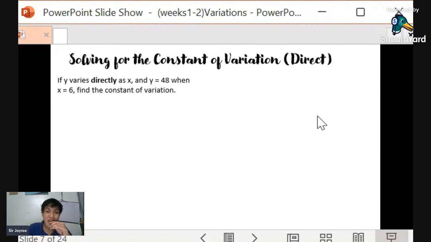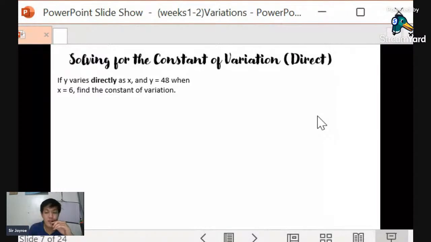So divide, okay? So that is our keyword. Okay, divide. But we're going to do this systematically. Ibig sabihin, meron tayong step by step para alam nyo kung paano, no?